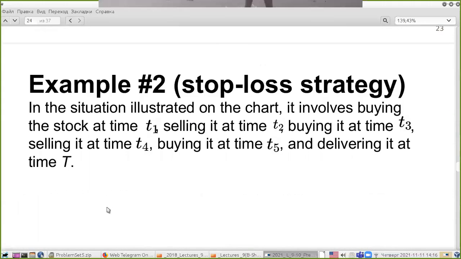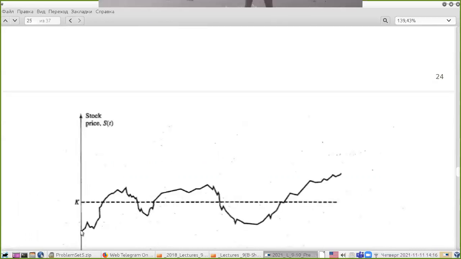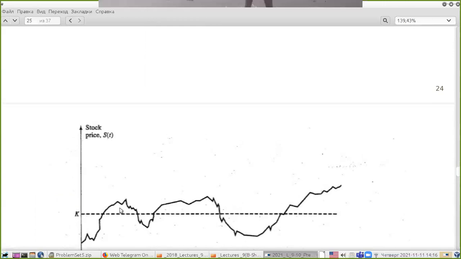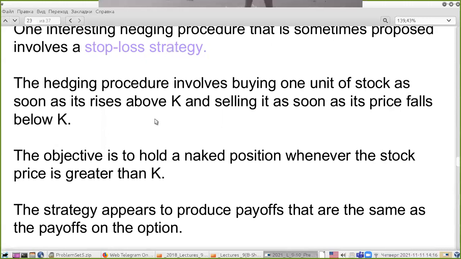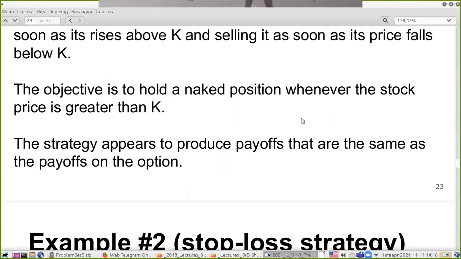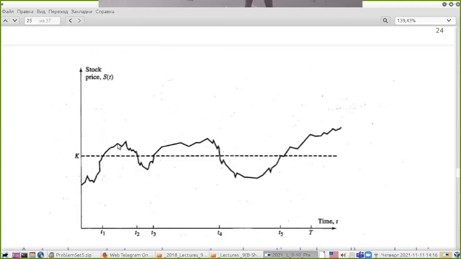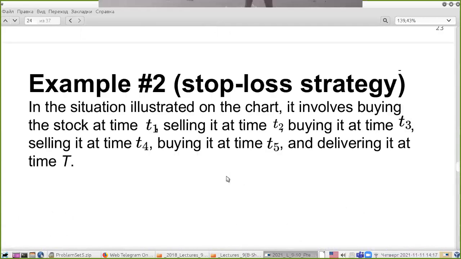The stop loss strategy is the situation illustrated on this chart. It's the key strike price, and we know the fair price. The hedging procedure involves buying 1 unit of stock as soon as its price rises above K and selling it as its price falls below K. You see that if it's more, buy; if less, sell; and so we can compare.